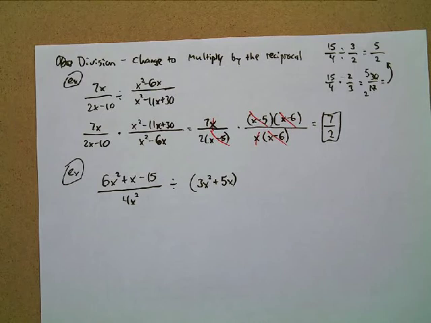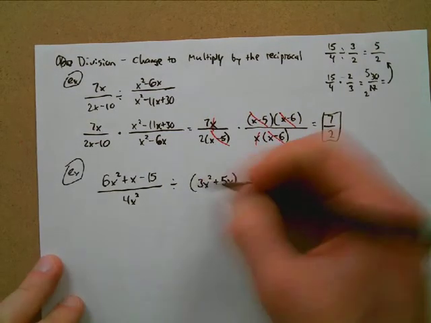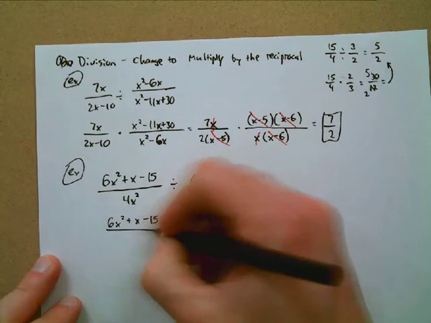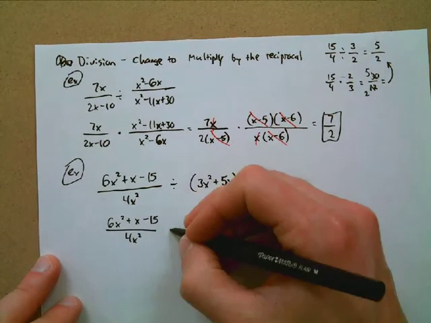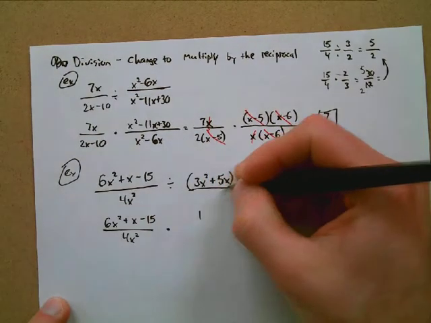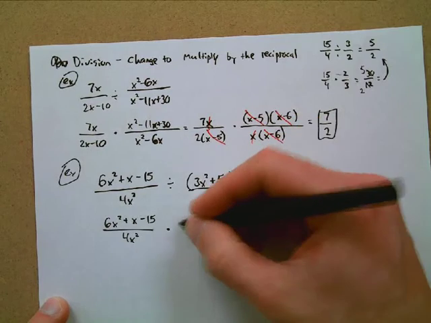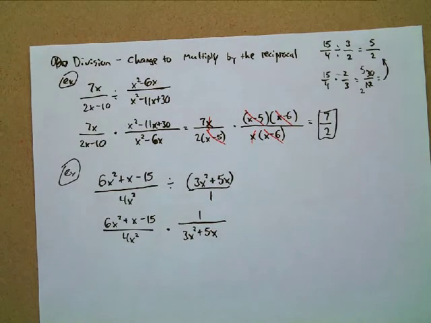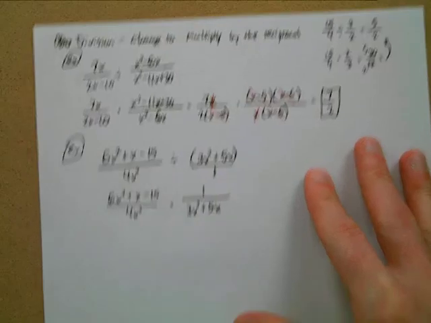All right, so again here, we want to change that division to multiplication by the reciprocal. So instead of dividing by this, I'll rewrite it here. 6x squared plus x minus 15 over 4x squared. Instead of dividing, we'll change it to multiplication. But what's the reciprocal of 3x squared plus 5x? 1 over 3x squared plus 5x. Exactly right. So we can imagine this is really over 1, so when we reciprocate it, we're going to have 1 over 3x squared plus 5x. The whole thing goes in the denominator. Okay, and now we will factor.